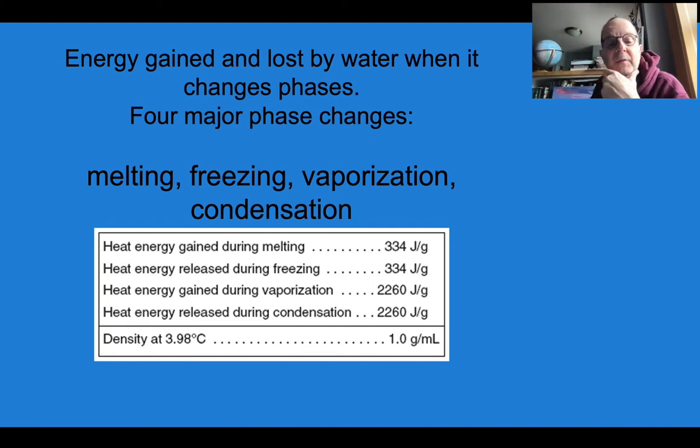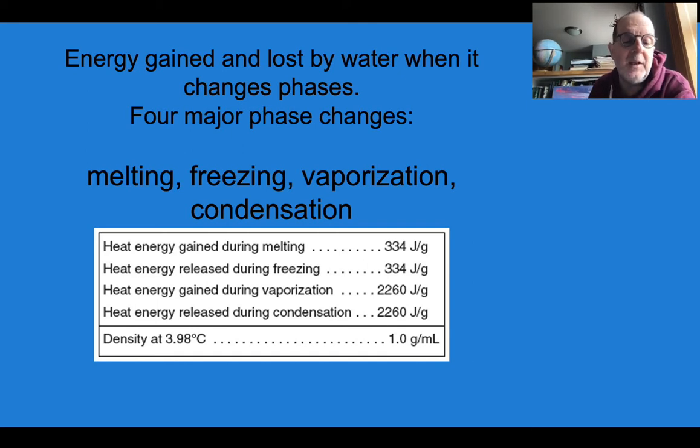Then, up in the atmosphere and near the surface of water, we need 2,260 joules to vaporize or evapotranspirate the water to begin with. But then to recondense it, we need to lose 2,260 joules per gram. And this is, of course, critical in our understanding of the weather.